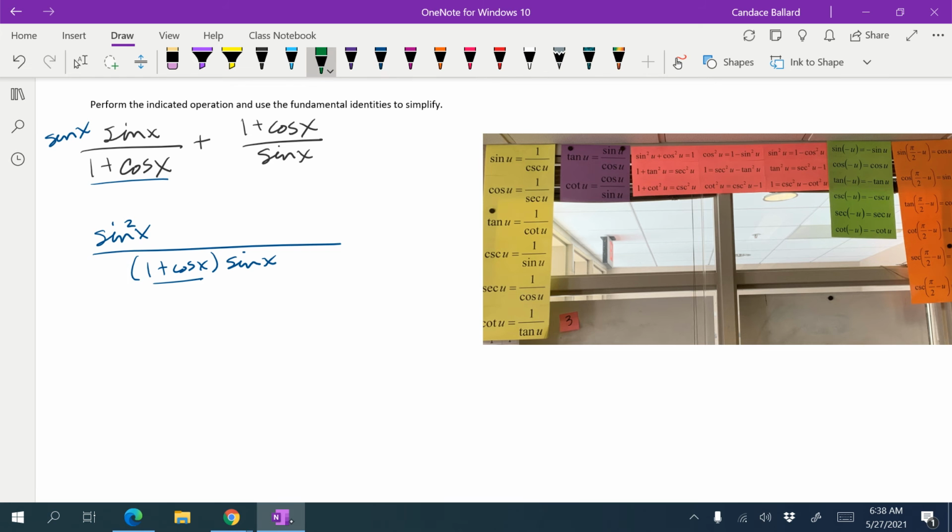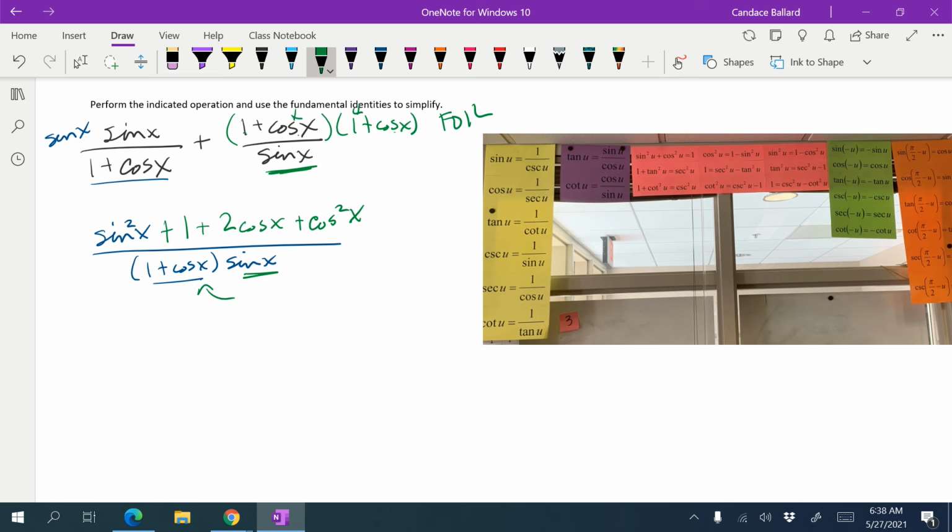In this second one, I notice that I have the sine. I am missing the 1 plus cosine, so I'm going to multiply by 1 plus cosine x, which means I need to FOIL. So 1 times 1 is 1. 1 times cosine x would be 1 cosine x. And then I notice I have that same thing again, which gives me 2 cosine x. And then cosine x times cosine x would be cosine squared x.